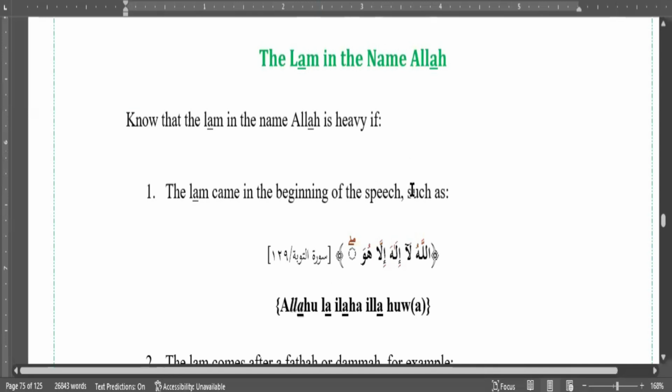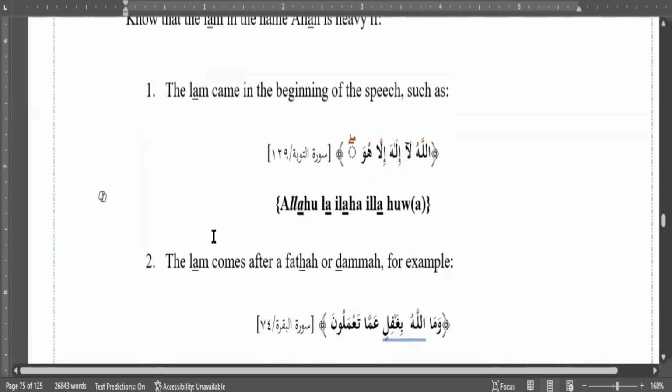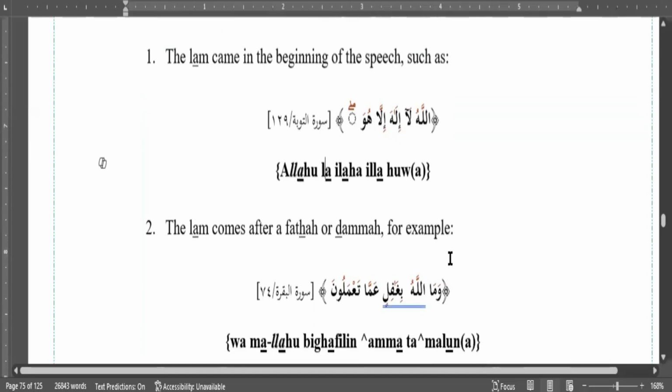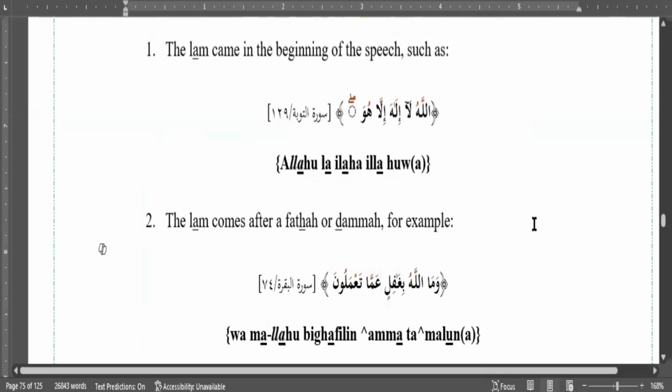Now there's the lam of the name, the lam in the name of Allah: lamu lafzil jalala. Know that the lam in the name of Allah is heavy if the lam came in the beginning of the speech, such as Allahu la ilaha illahu. And two, if the lam comes after a fatha or a dhamma. For example, وَمَا اللَّهُ بِغَافِلٍ عَمَّا تَعْمَلُونَ.